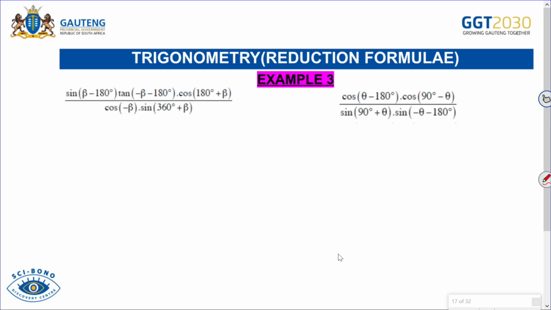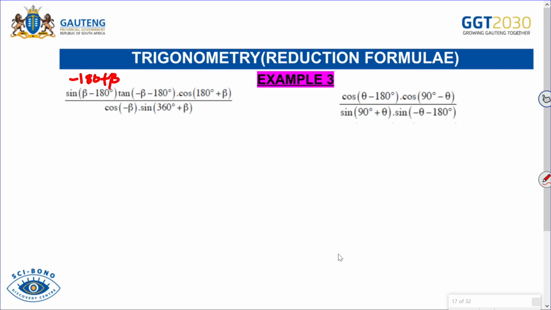Okay, let's move along. Let's look at example number 3. So in example number 3, you are given sine of beta minus 180 degrees. Beta minus 180, you can also write it as negative 180 plus beta.